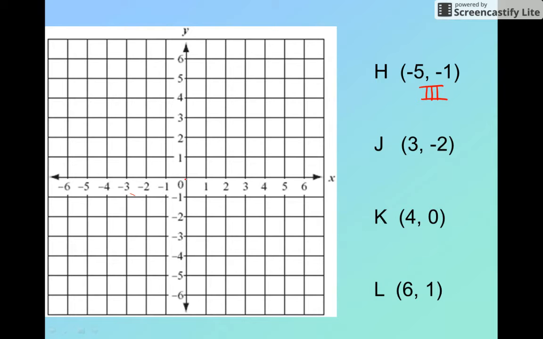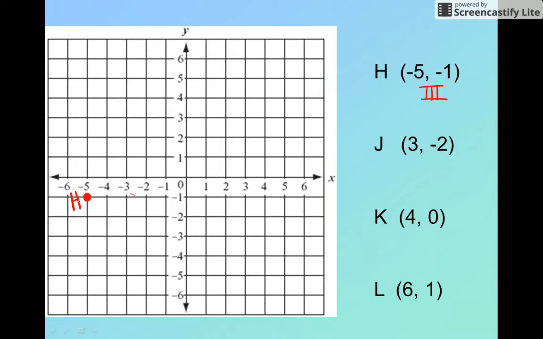-5, -1. I'm going to start on my origin. I'm going to go over to -5. 1, 2, 3, 4, 5. And I'm going to go down 1. Once I label my point, I want to make sure that I name it so I don't get it confused with other points, and that is point H.